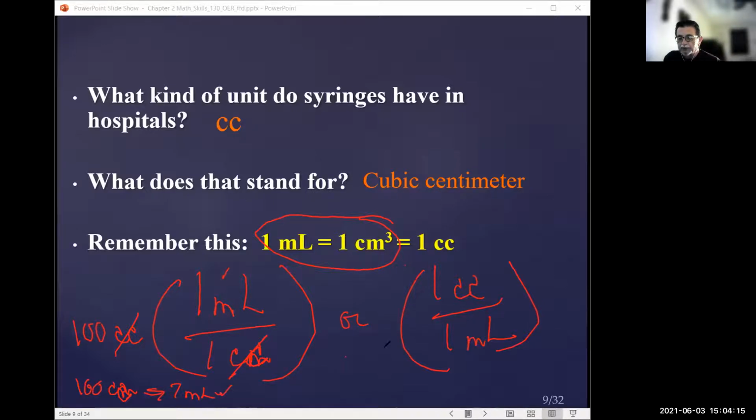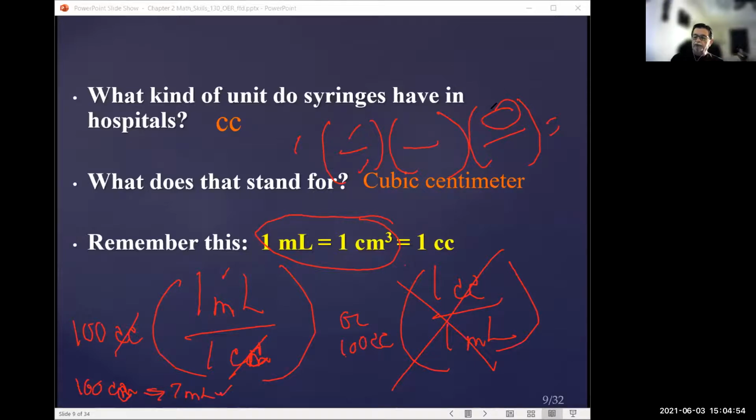My units of cc will cancel, leaving me with units of milliliters. Now, if I were to set it up the other way, 100 cc's times this factor, well, my cc's don't cancel. So this would be incorrect. And this is what I mean by setting up your conversion factors with the correct units and following your units. Eventually, we're going to be using at least 3 back-to-back conversion factors. And by keeping track of my units all along and making sure things cancel out, I get the right units that I'm looking for.